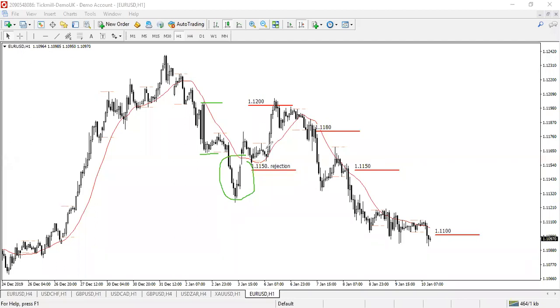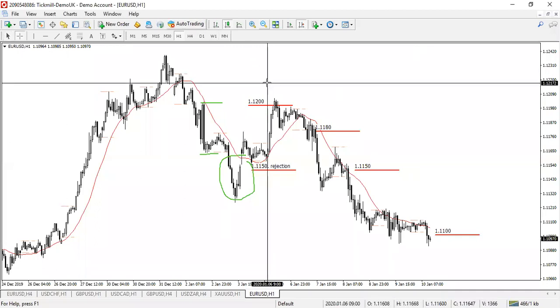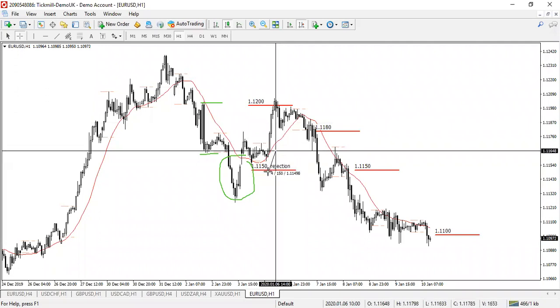Okay, so this is rejection. So you would have bought here. Yeah, let me show you. This is 9 o'clock. You buy here. Put a stop loss here. Take profit at 1.120.